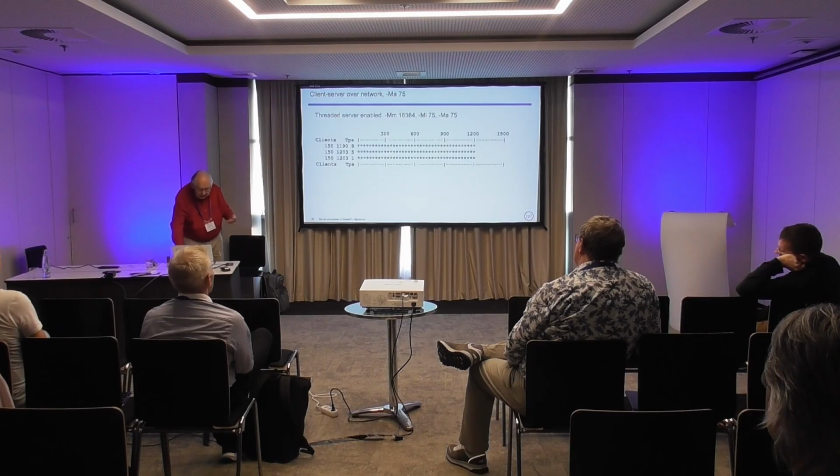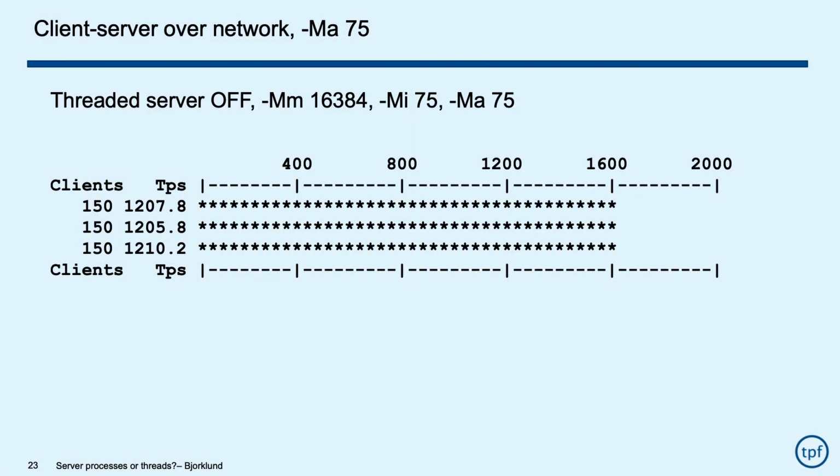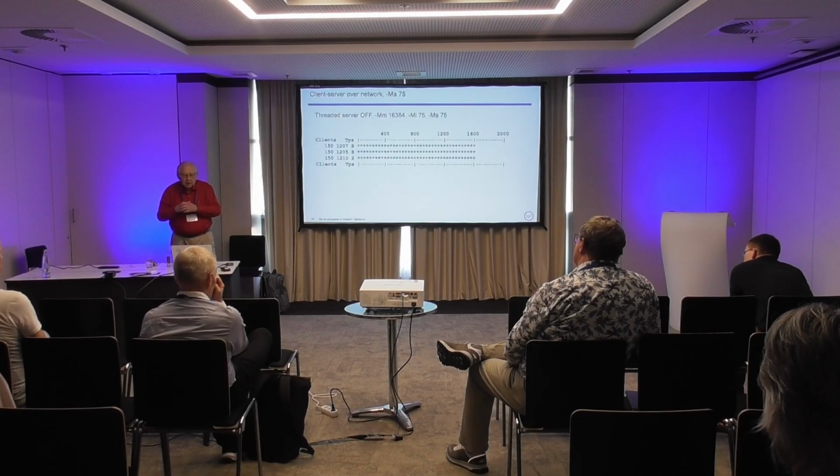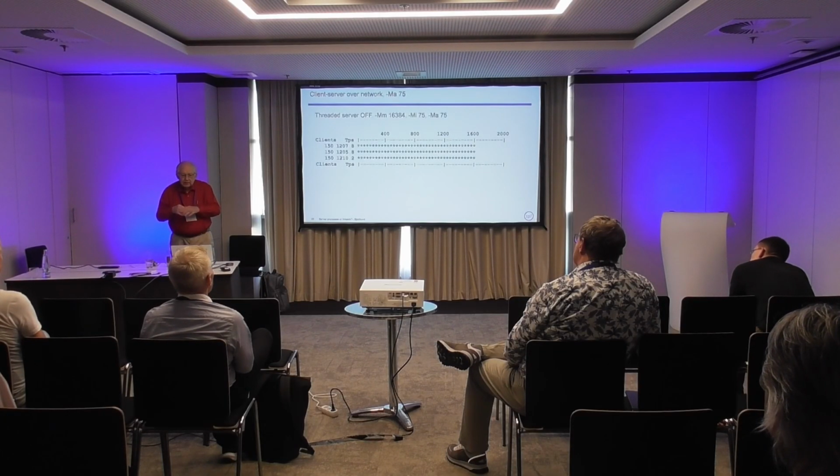Okay, so again, 1200 and a bit with the threaded server enabled. So the last 3 tests have been all the same for the threaded server. And then we get 1200 and a little bit for the unthreaded servers. So now the unthreaded servers are about the same as the threaded ones.